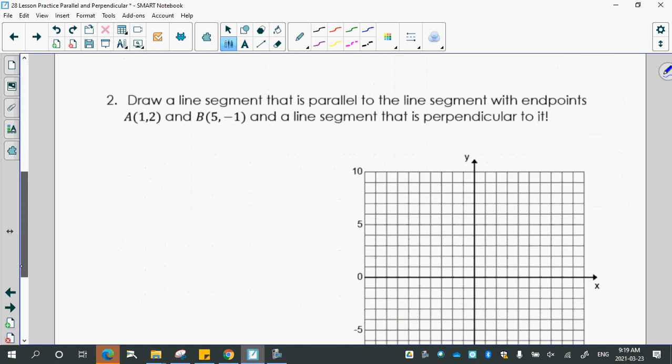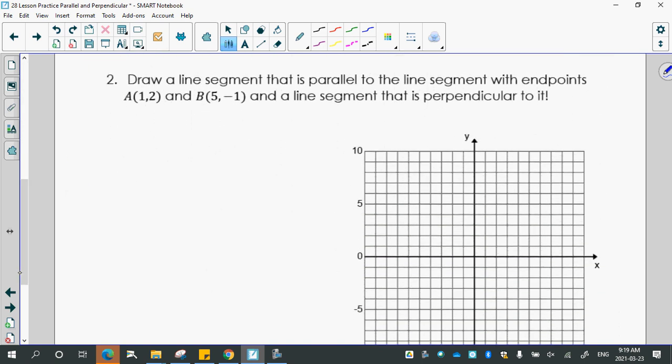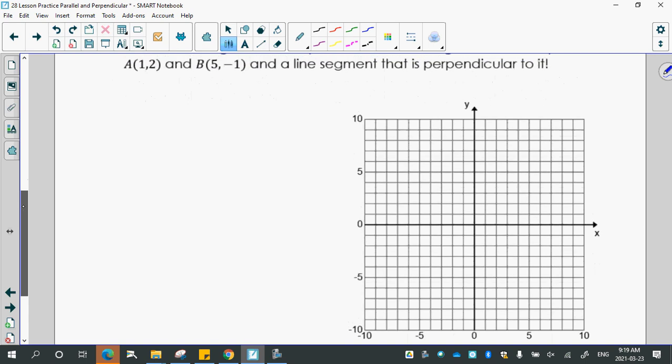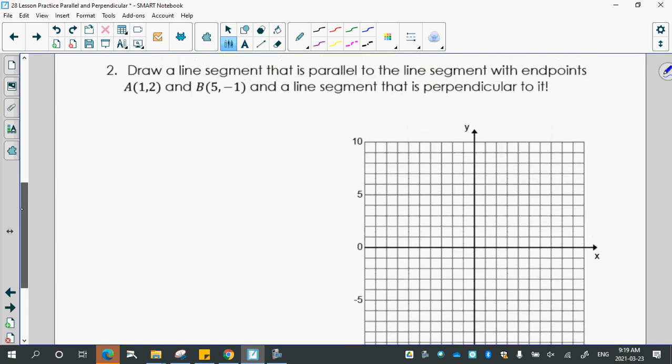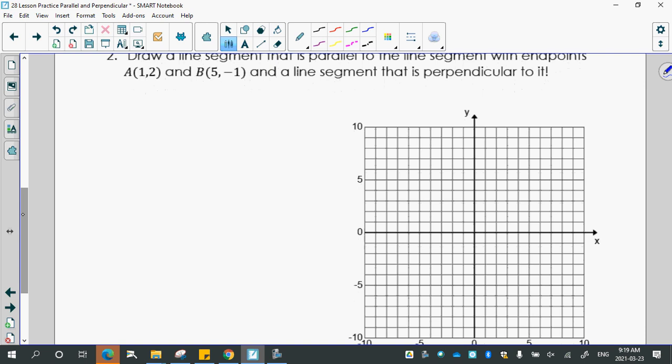Next question. Draw a line segment that is parallel to the line segment with endpoints A(1, 2) and B(5, -1), and a line segment perpendicular to it. If that were your question, this has been on EQAO before, very similar. Does anyone have a plan for how they would do it, or at least how you'd start it?